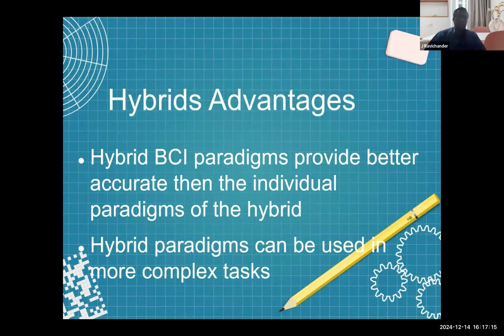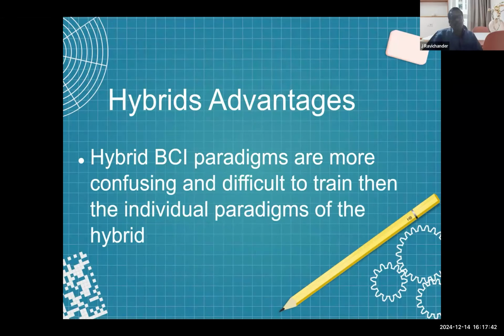Hybrid paradigm advantages. Hybrid BCI paradigms provide better accuracy than the individual paradigms of the hybrid. Hybrid paradigms can be used in more complex tasks. And the disadvantages: hybrid BCI paradigms are more confusing and more difficult to train than the individual paradigms of the hybrid.